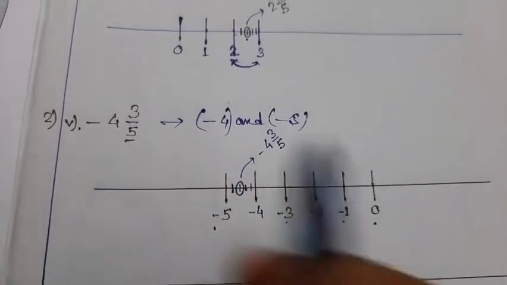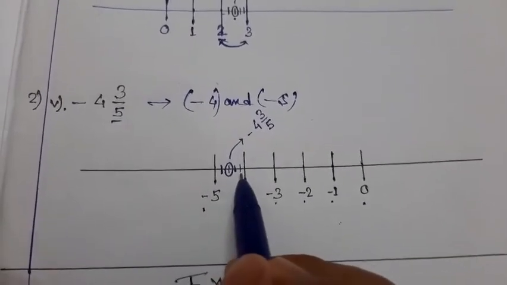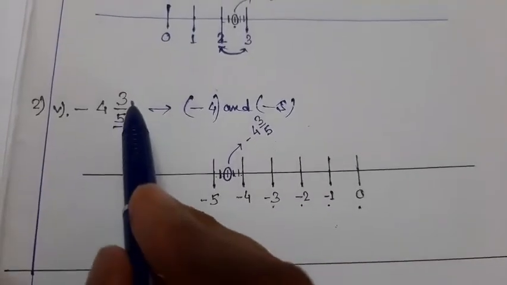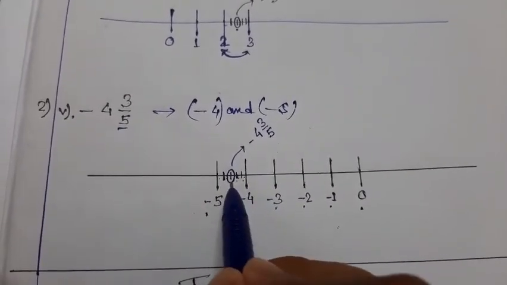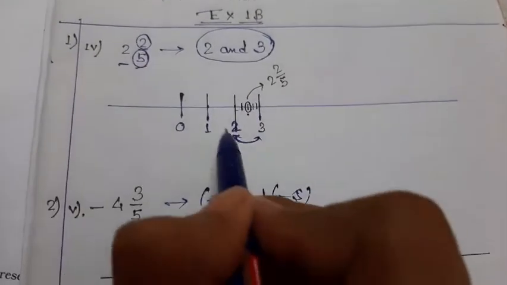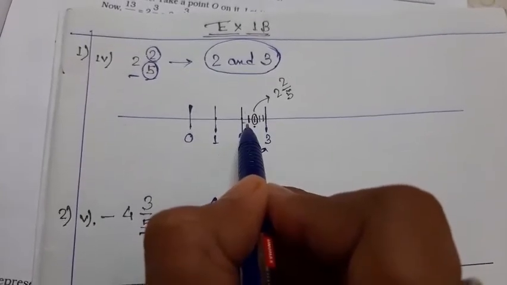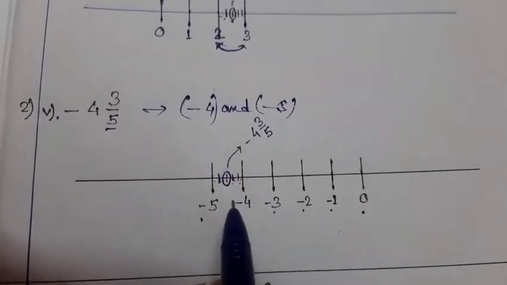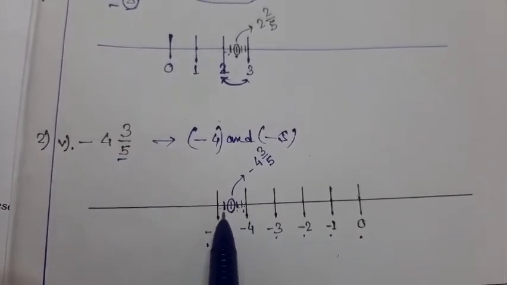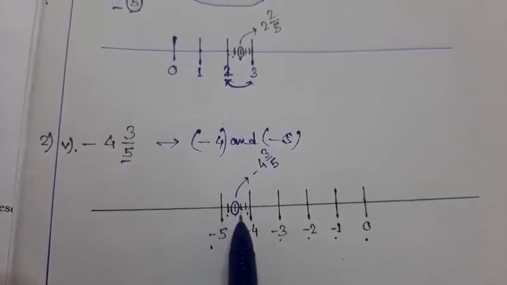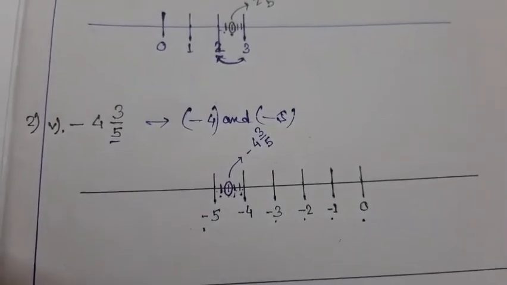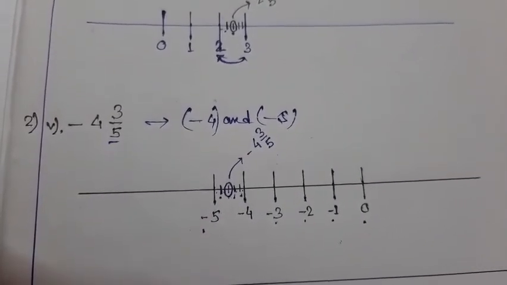Now the denominator is 5. So I break this part into 5 parts. 1, 2, 3, 4, 5. Now the numerator is 3. So 1, 2, 3. Now one thing you have to remember. In case of a positive number, we count from the left, meaning 1, 2. And in case of a negative number, we have to count from the right. 1, 2, 3. Don't indicate from the left side 1, 2, 3. This is wrong. You have to indicate from the right side 1, 2, 3. I think now you can understand.